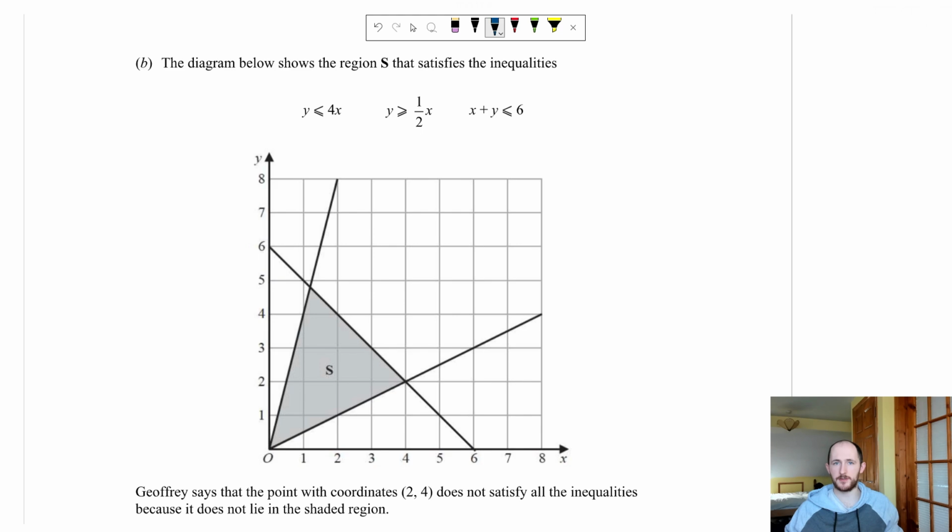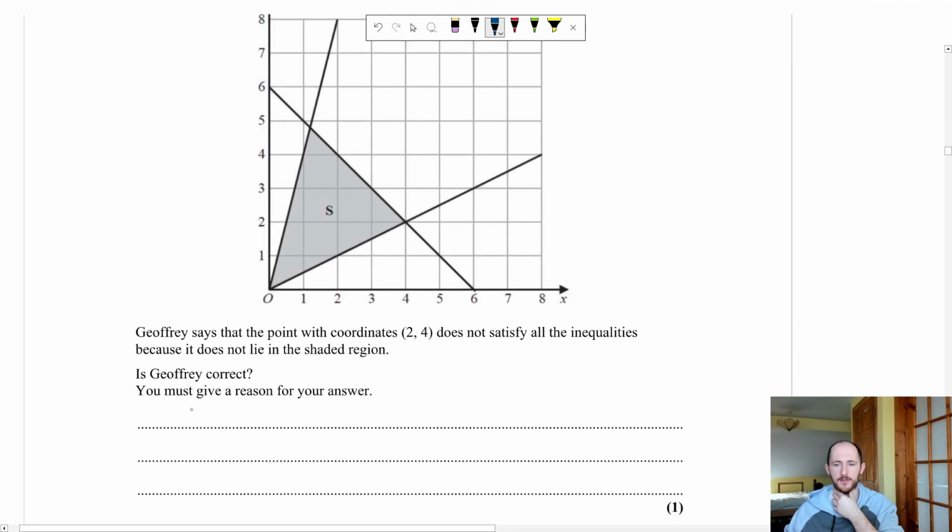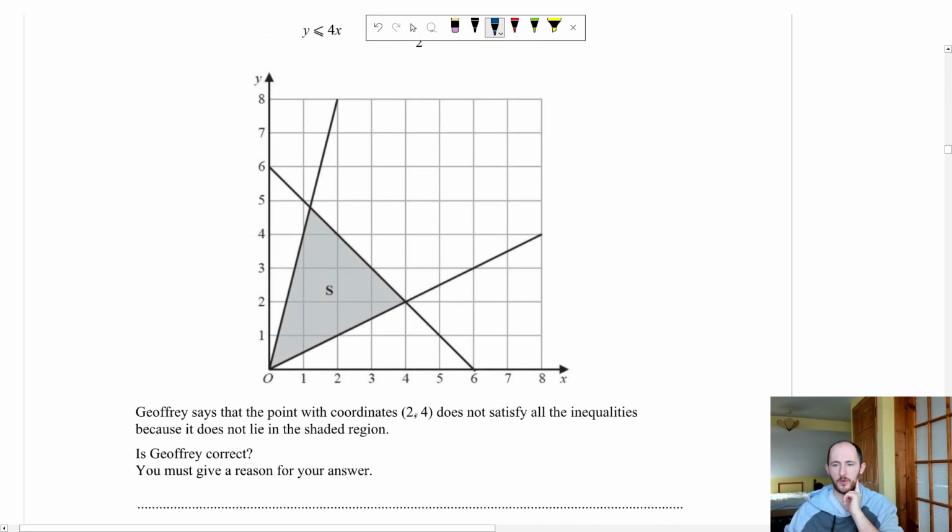Part B is a very interesting question as well. And again, this is where they kind of make things a bit more interesting because they've given you the inequalities and the region itself. And they're just asking, is Jeffrey correct in this case? So he says that the coordinate 2, 4 does not satisfy the inequalities because it does not lie in the shaded region. Is he correct? The common mistake here is to go, 2, 4 is up here, so he's correct.